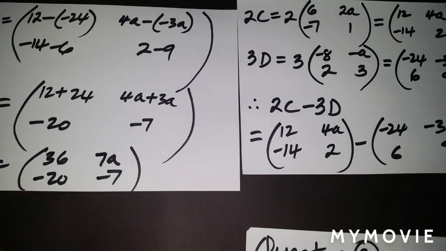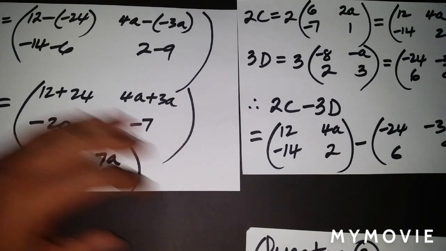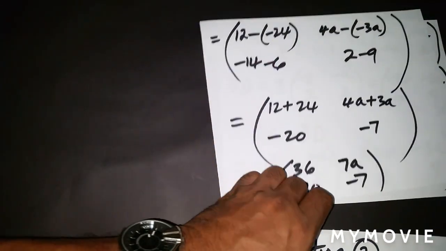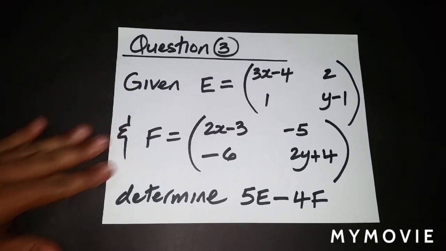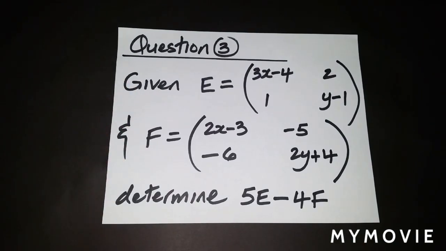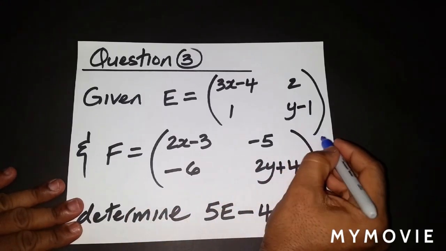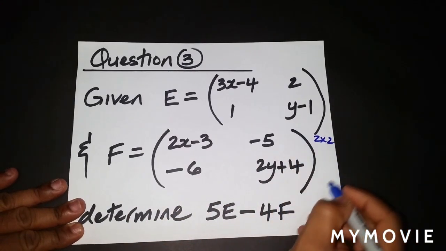Okay, so you can always pause the video or replay to catch the steps. All right. Okay, so I'm moving this out of the way now. I have one final question to look at, and this is it. So we're given 2 matrices again, and both matrices are 2 by 2 matrices.